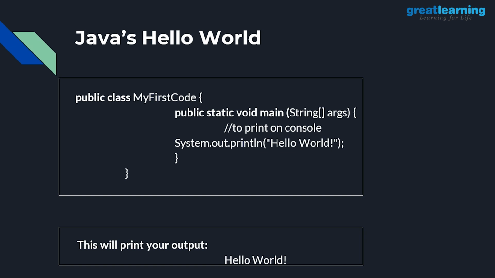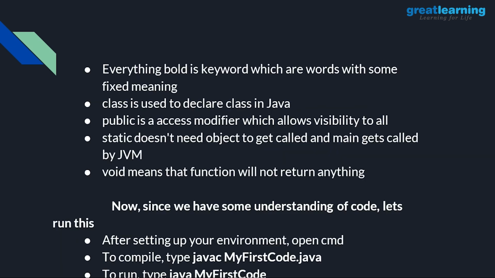What do we call it? It's System.out.println. Okay, then in strings we have Hello World. This program will print out as an output Hello World. Okay, so now let's brief about these lines.